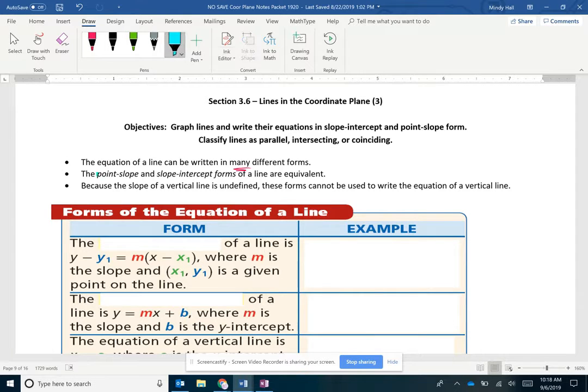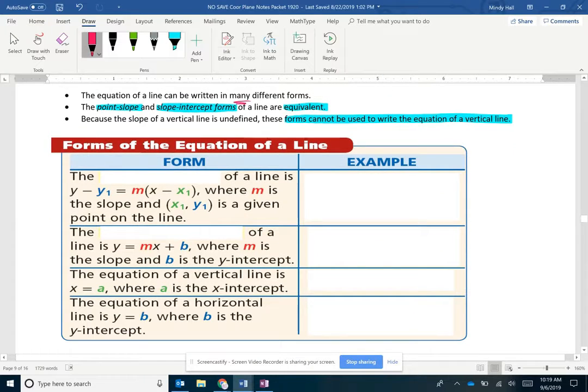So our two most common are point slope and slope intercept forms, but these are equivalent. So anytime lines are written in different forms, they are still equal to each other. And with vertical lines, since their slope is undefined, we cannot use point slope form or slope intercept form for a vertical line. So starting off, we have point slope form of a line.